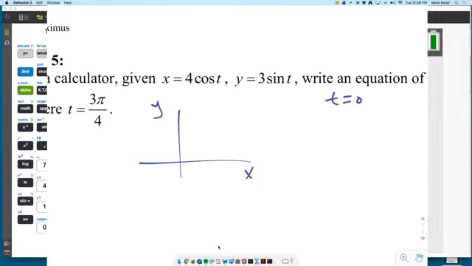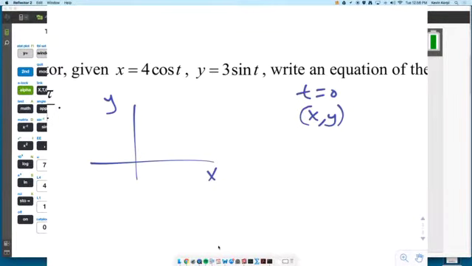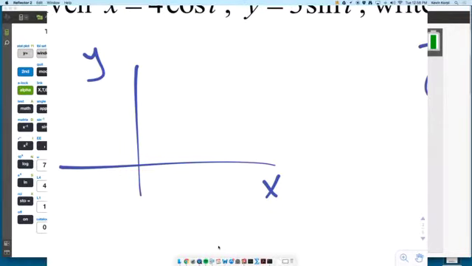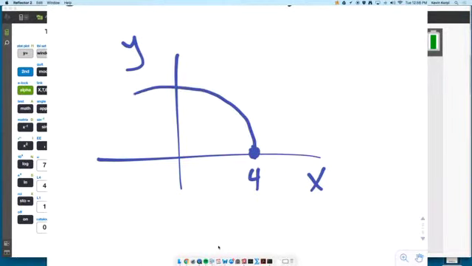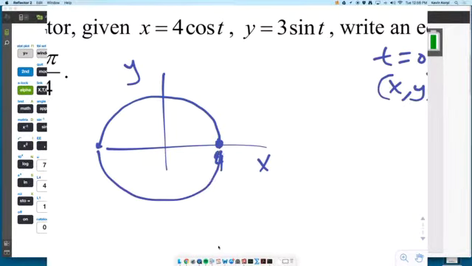In fact, if you want to see what it traces out, let's see where it starts. If I let t equal 0, what are my x and y coordinates? What's the x coordinate when t is 0? 4. Yeah, good. And what's the y coordinate? 0. So this graph is starting over here at the point 4, 0. And what you'll see it do is it traces out like this. And then it'll come back around full circle.